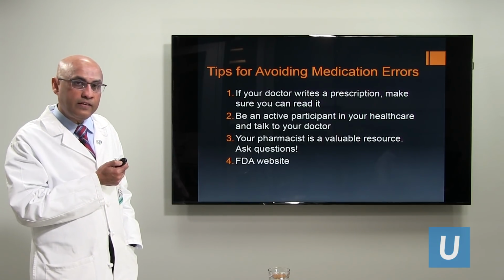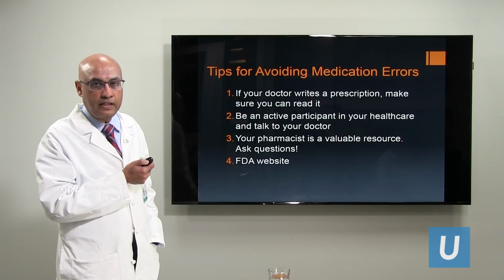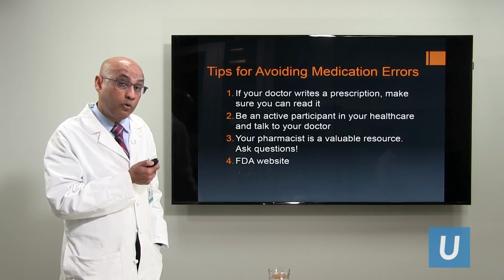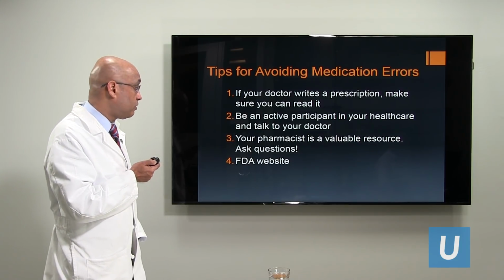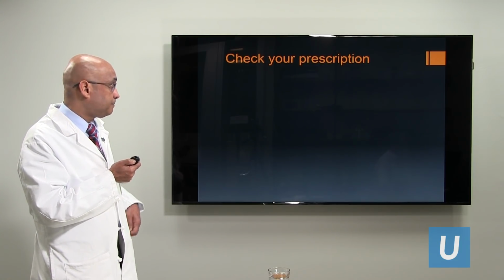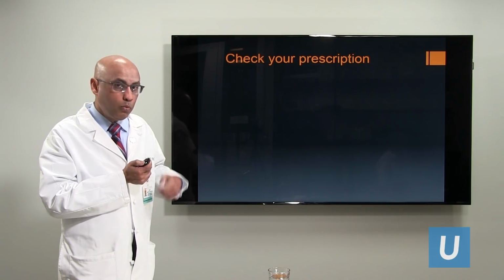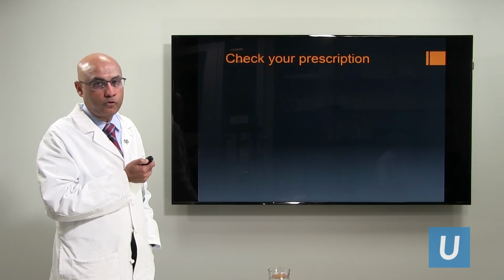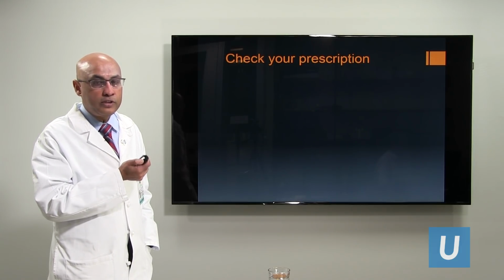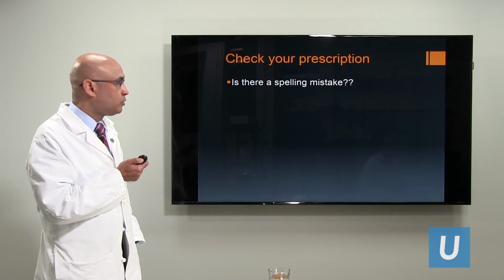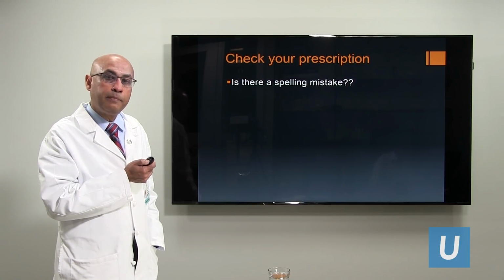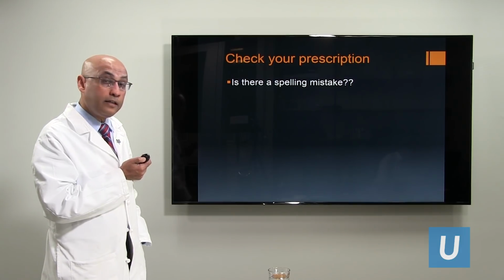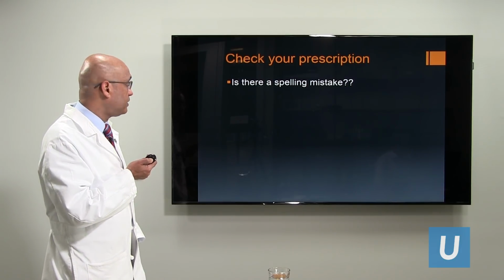And then we also have the FDA website. You can go to the FDA website and find out more information, especially if there are recalls or some more adverse events from any drug that you're taking. Now, when you get a prescription, it's very important that you go over the prescription in detail yourself or with somebody else that you trust. So first of all, very common, is there a spelling mistake? So a spelling mistake in your name, a spelling mistake in the medication that you're taking.